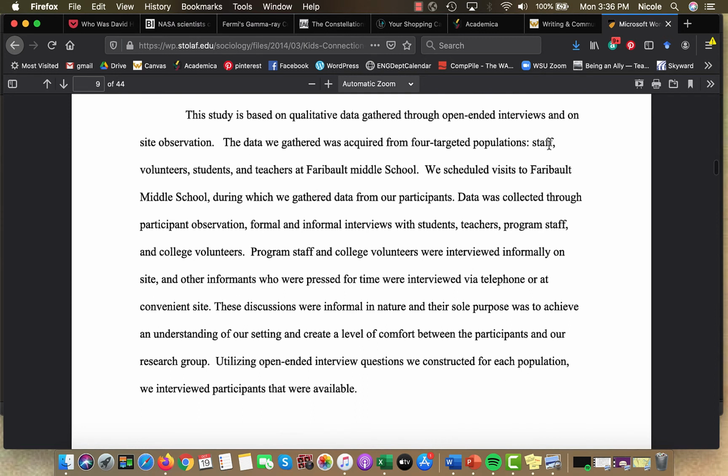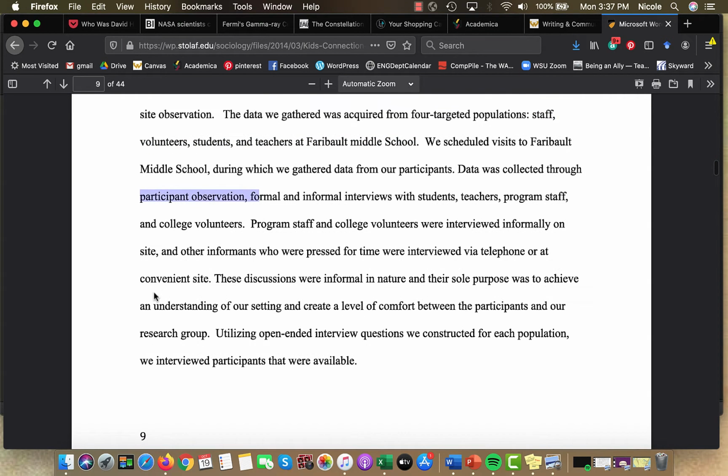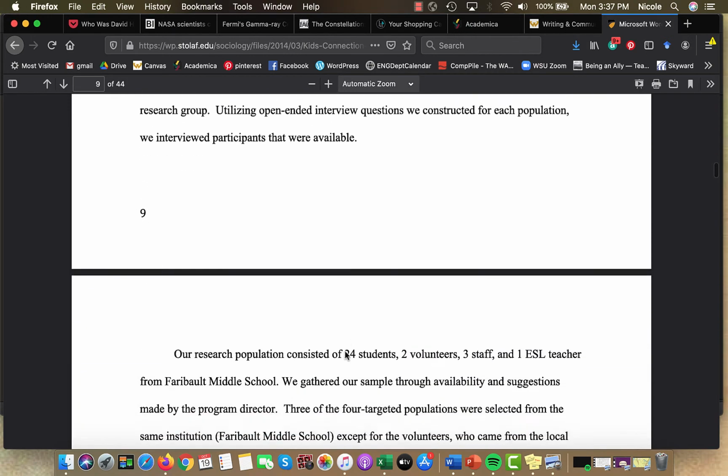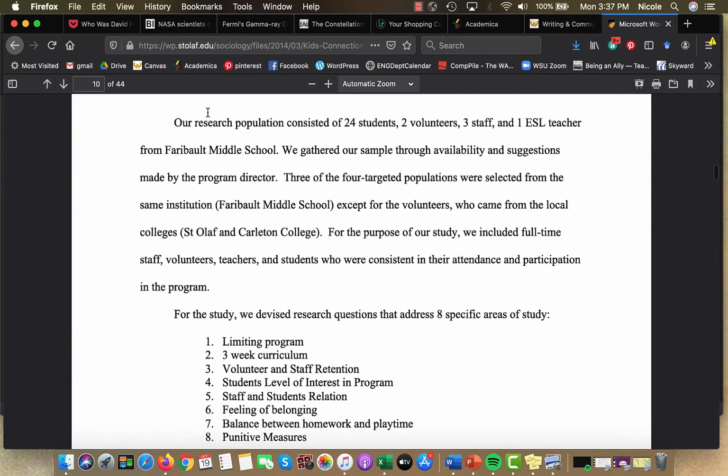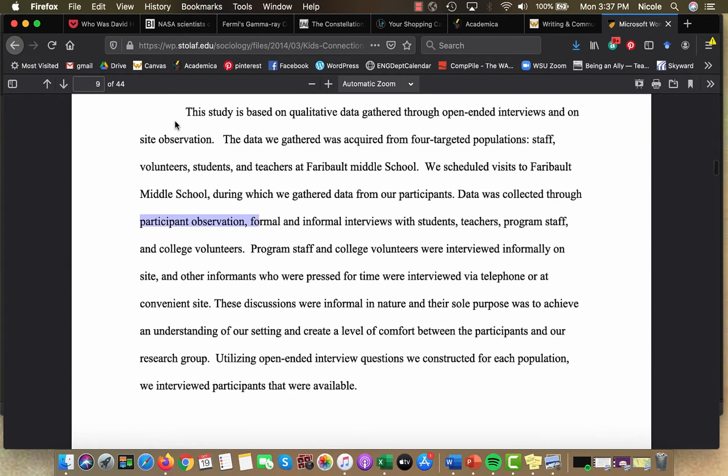The data we gathered was acquired from 4 target populations: staff, volunteers, students, and teachers. So this is important to know different populations that were involved. Data was collected through participant observation, formal interviews, etc. So then we're going to scroll down. We've got this population. So up here, we're describing the field and some of the data gathering mechanisms. We know that it's a school. We know that the interviews are formal and informal.